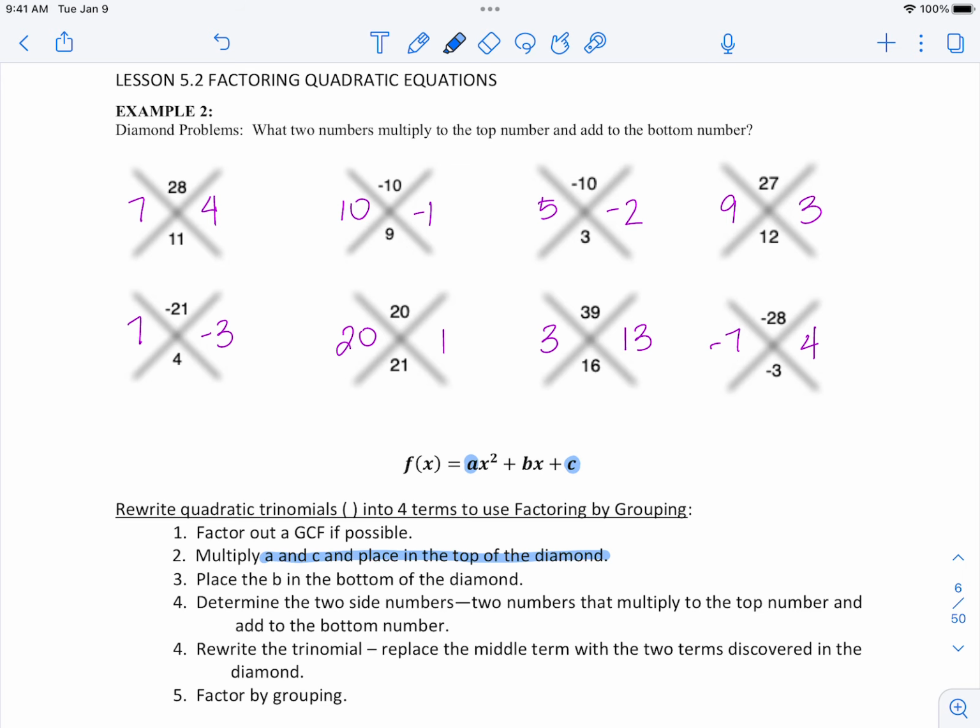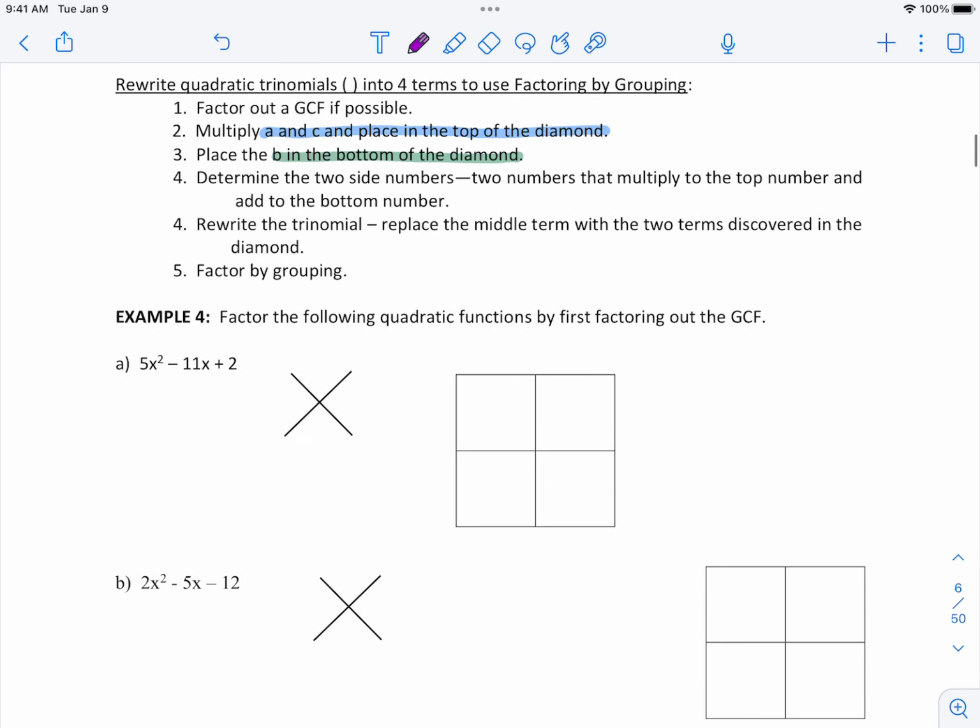We're going to place the b at the bottom of the diamond. Determine the two side numbers, two numbers that multiply to the top number and add to the bottom number. And then we're going to rewrite the trinomial, replacing the middle term with the 2 terms discovered in the diamond. And then we will factor by grouping. So we're going to factor the following quadratics by first factoring out the GCF.